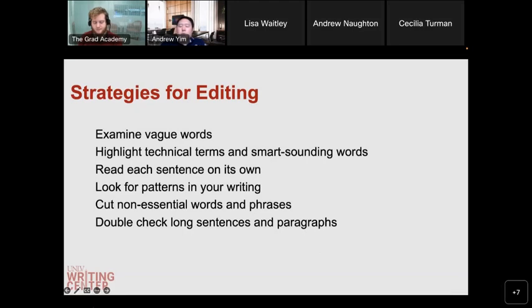So again, you can think about your own strategies for editing in the overall paper, and feel free to write them in the chat box and share with others. But some strategies we recommend in the Writing Center is number one, examining the vague words you use. Number two, thinking about all the technical terms you're using, and do all the definitions make sense to your audience, or do you need to clarify, or do you need to take out the words?